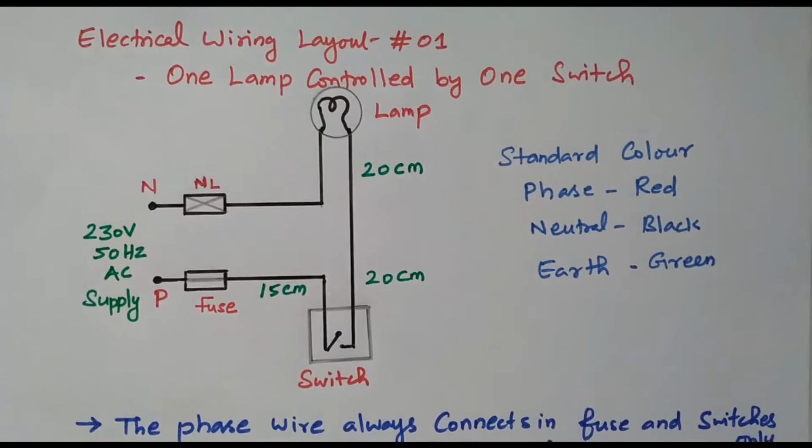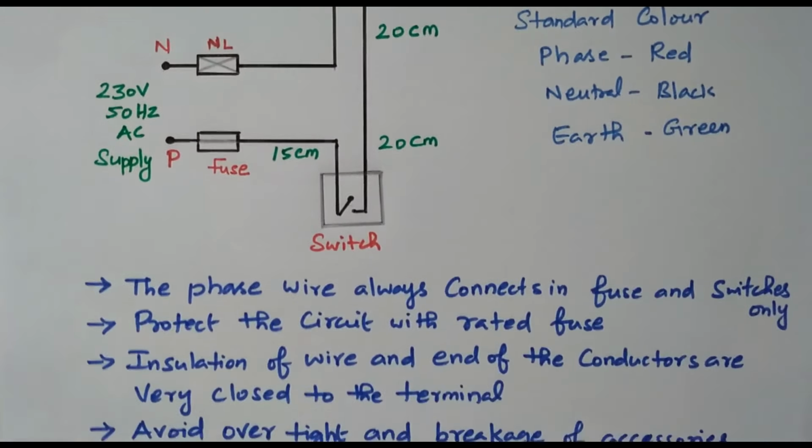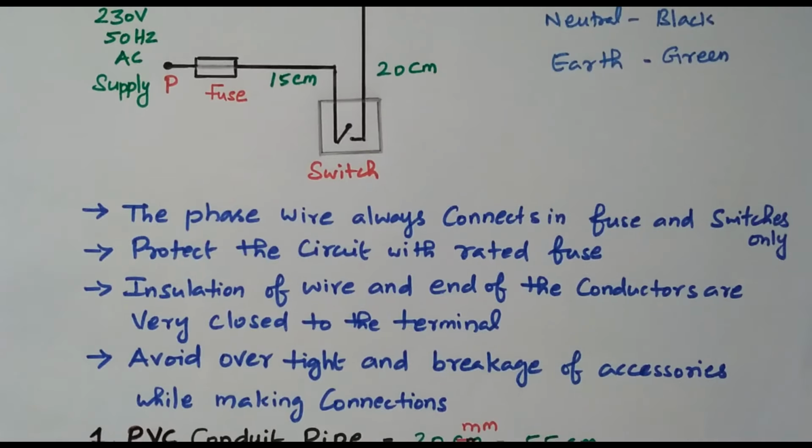Now we'll see some procedures we need to follow while doing the wiring. The phase wire is always connected through fuse and switches only. We already discussed, neutral is connected directly. The phase should not be connected directly. Always it should be connected through the fuse and switch. Then only we can control, and also we can go for protection. By using the fuse we get protection. And also when the switch is in off condition, the supply is not given to the apparatus. Otherwise the supply is always available if it is connected directly.